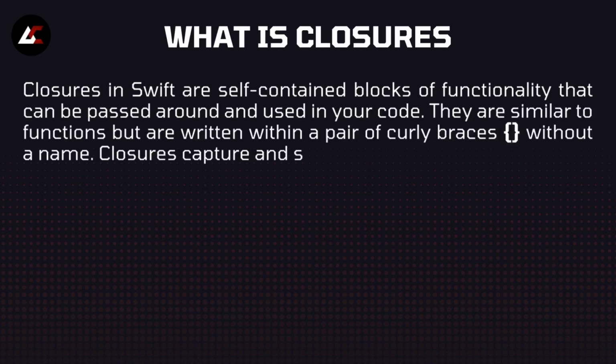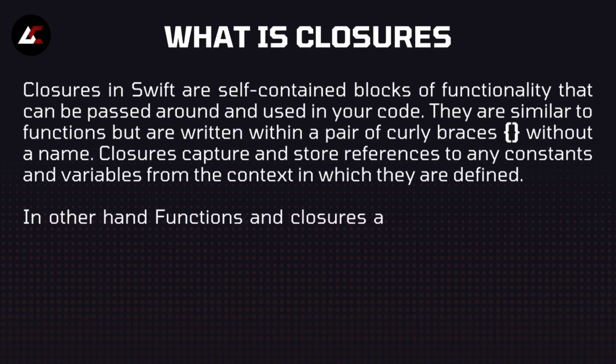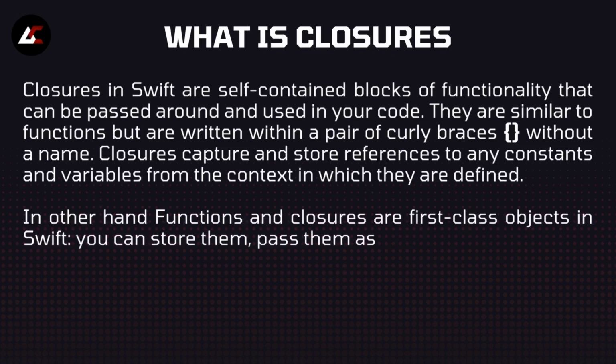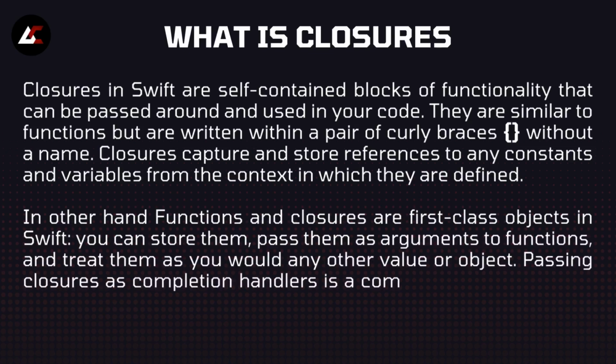Closures capture and store references to any constants and variables from the context in which they are defined. On the other hand, functions and closures are first-class objects in Swift. You can store them, pass them as arguments to functions, and treat them as you would any other value or objects. Passing closures as completion handlers is a common pattern in many APIs.